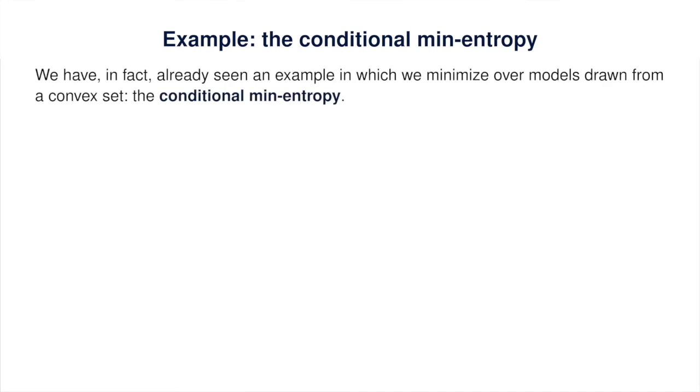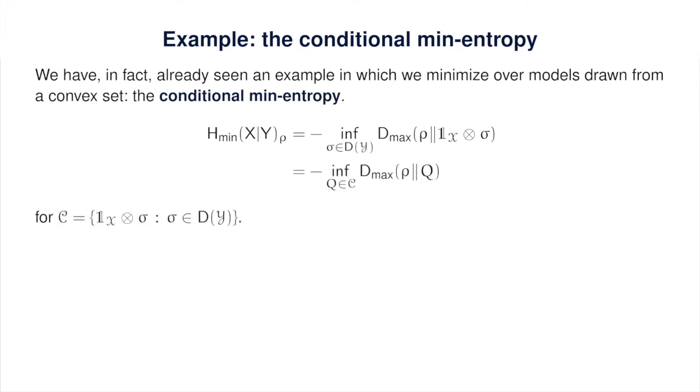Now, we have in fact already seen an example in which we minimize the max relative entropy over a set of models, and that's the conditional min entropy. Here's the definition of the conditional min entropy for a given density operator ρ. And that's obviously the same thing as the negative infimum of the max relative entropy of ρ with respect to Q, for Q ranging over the set C that's specified here, which is clearly closed and convex.